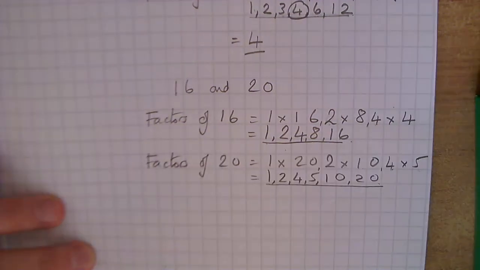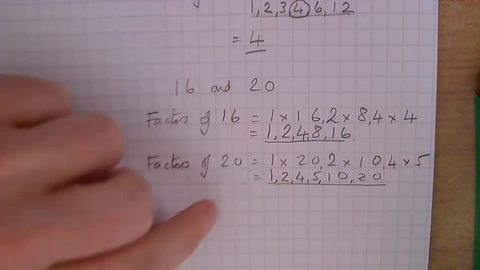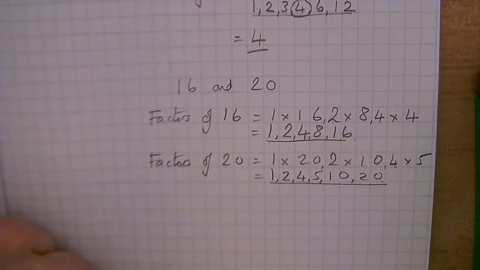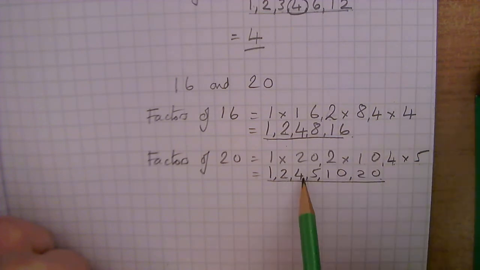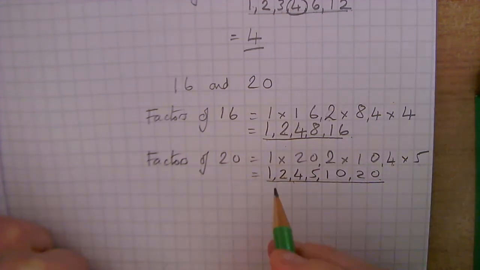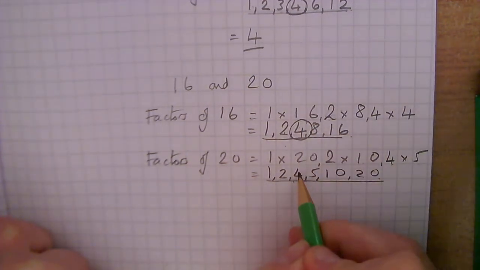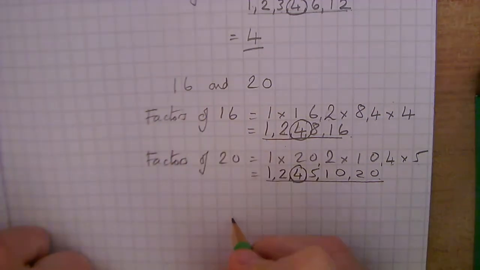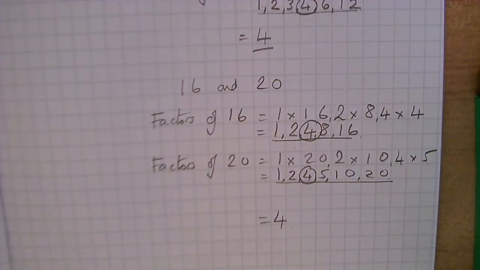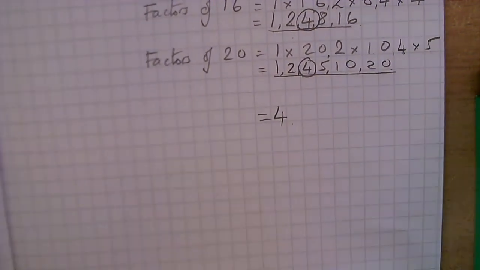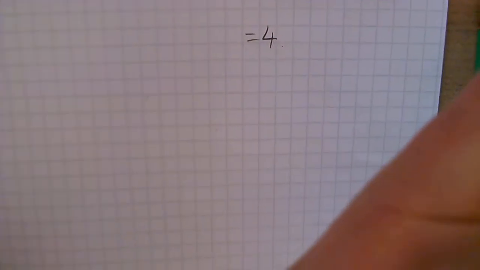Let's compare our list. So again, you can see that 1 is a common factor. 2 is a common factor. 4 is a common factor. And then we've got no other common factors. So in fact, the answer for this question is the same. The highest common factor again is 4.